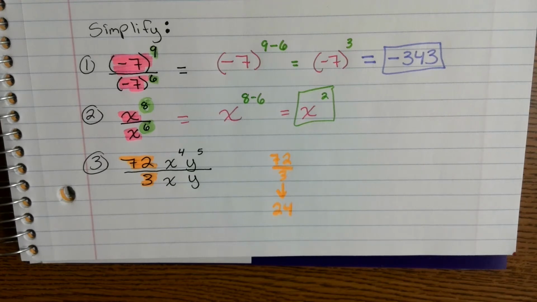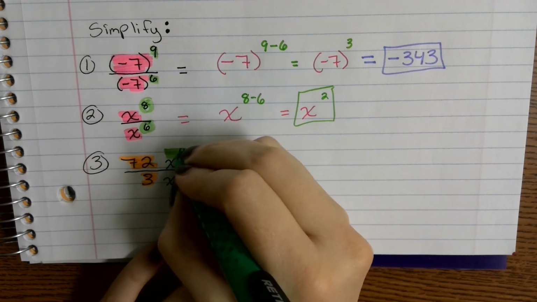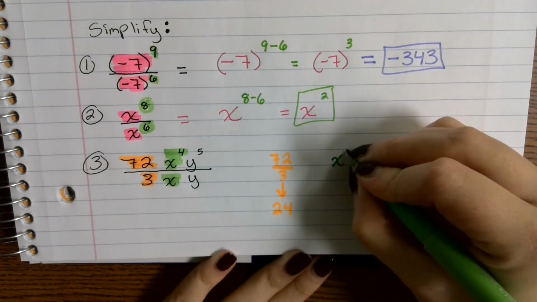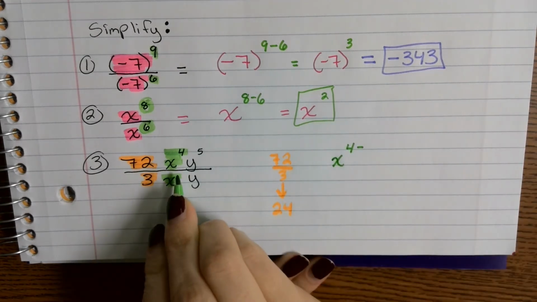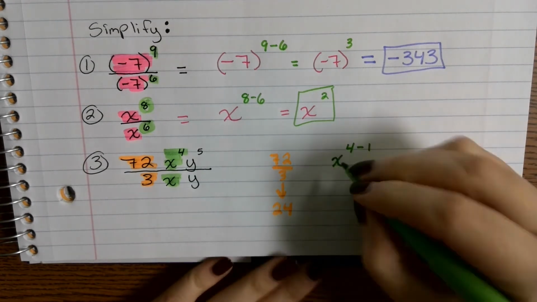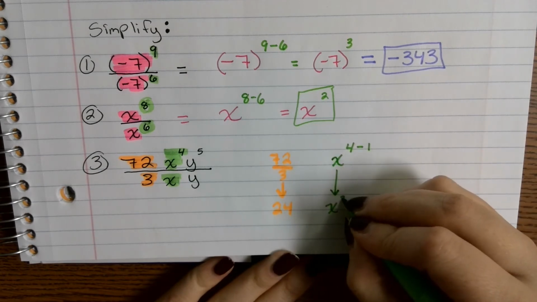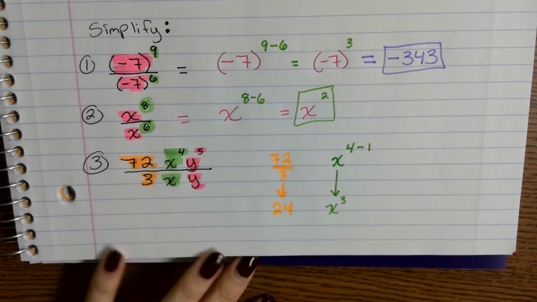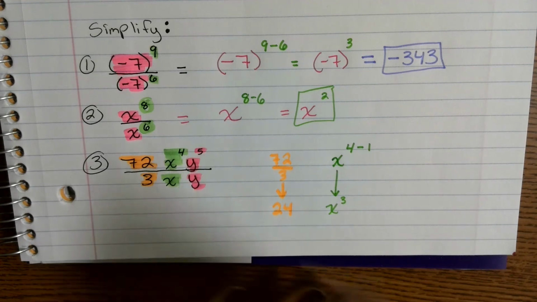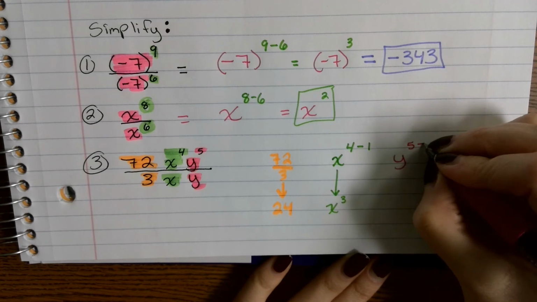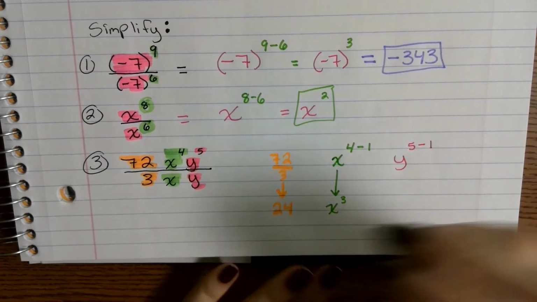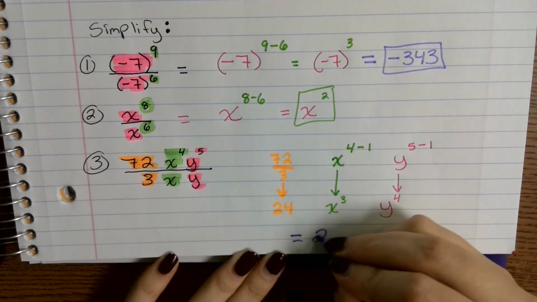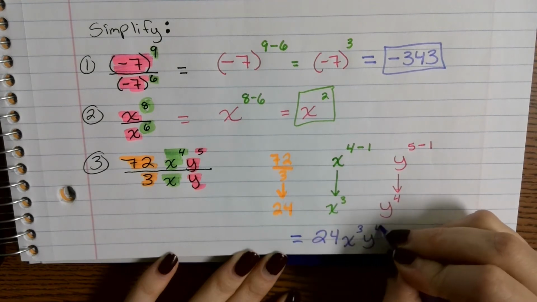Okay, so moving on to the next set that we do know, we've got x to the fourth over x. So this is now going to become x to the 4 minus what? Minus 1. Because there isn't an exponent written, we know it's a power of 1. X to the 4 minus 1 power is going to give us x to the 3rd. Okay, then we move on to the y's. So we know it's division, so I know I need to subtract my exponent. So it becomes y to the 5 minus what? 1. Okay, that's going to become y to the 4th power. So then if I just piece it all together, that's just going to equal 24 x to the 3rd, y to the 4th.